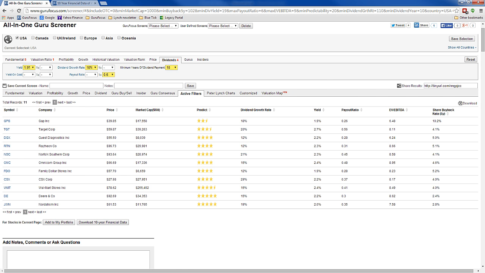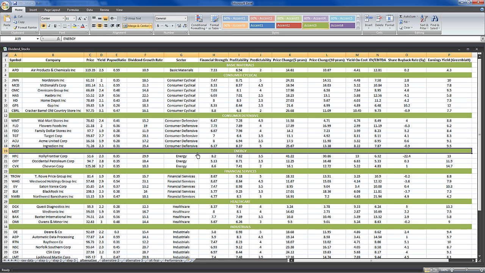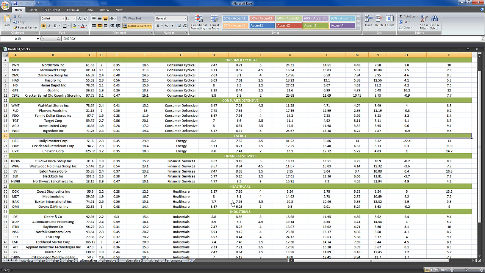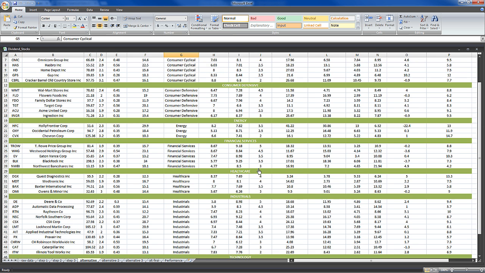Okay, so that's one way to do it. Another way to do it, taking the same raw data we had before, is to break it down by sector. It's the same data we had in that chart. I just highlighted it for you guys, so you can see the different sectors.